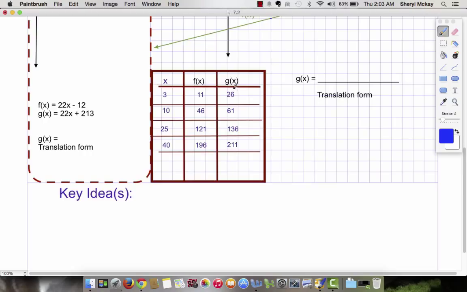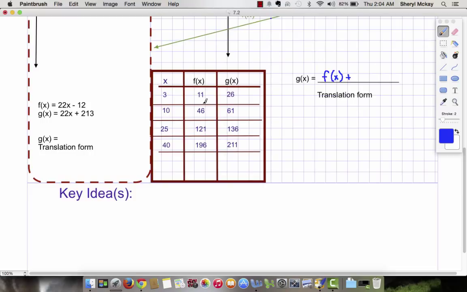So think about it. What is g of x in relation to f of x? What did I have to do to f of x to get to g of x? Well, when x is 3, f of x is 11, and when x is 3, it translates to g of x and it becomes 26. So what do I need to do here? I need to add something to f of x to get g of x. So g of x is f of x plus something. What is it?